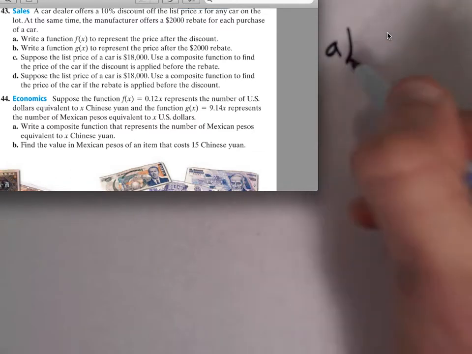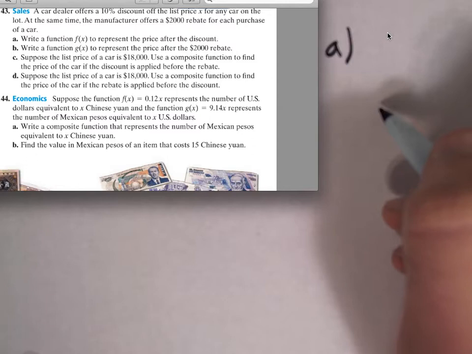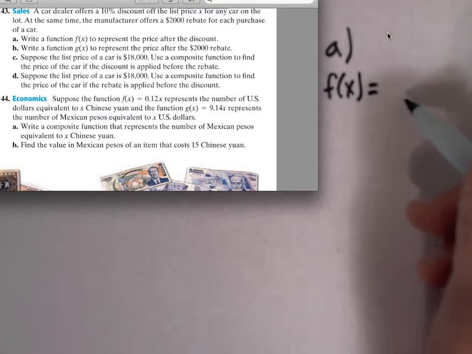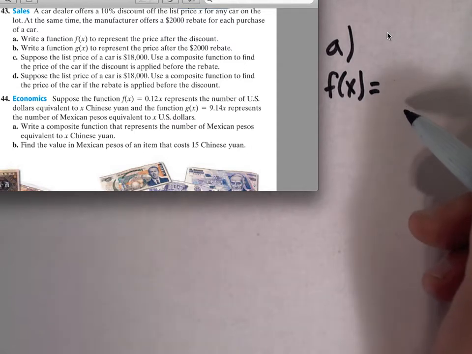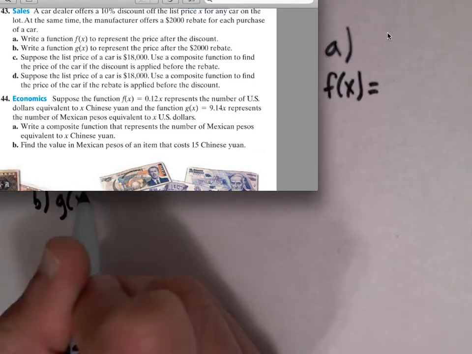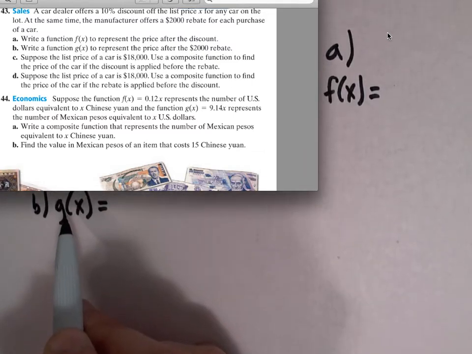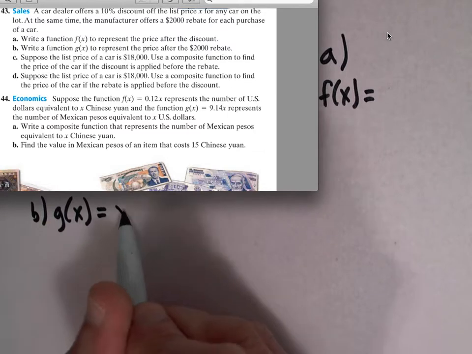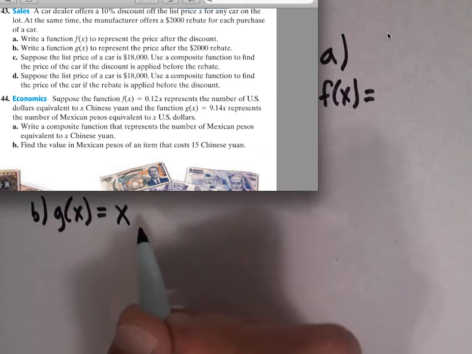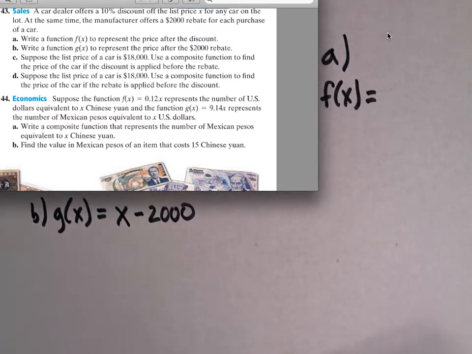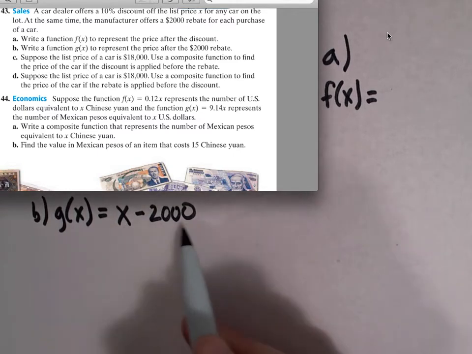So Part A. We want to find a function f of x to represent the price after the discount. Actually, I think it'd be easier to do b first. So b, g of x, I want the output to be whatever the input was, I want to subtract $2,000 from that. I'm going to start with x, that's my input price, and subtract $2,000 because we're giving them a $2,000 discount. All right, that's a little bit easier to understand. Part B, x minus 2,000.